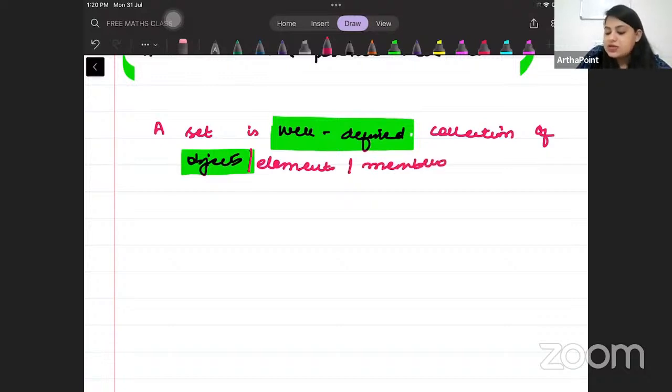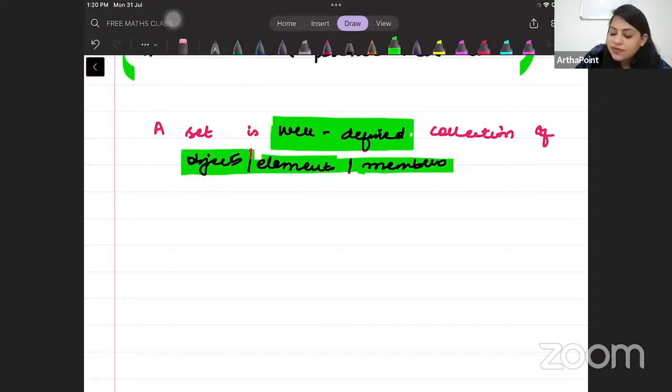Objects, elements, members, these are all synonymous to each other. इन सबका एक ही मतलब है. They are not different things. They are the same thing. So please understand that object, element, and members are synonymous to each other.